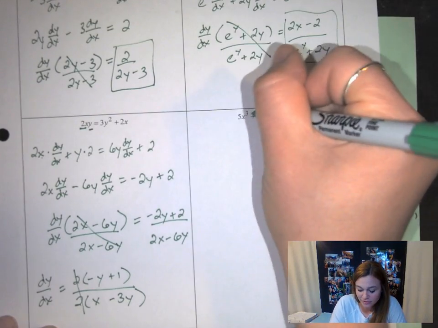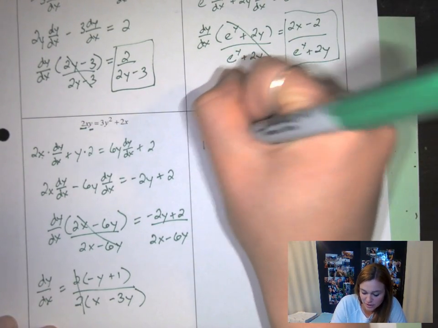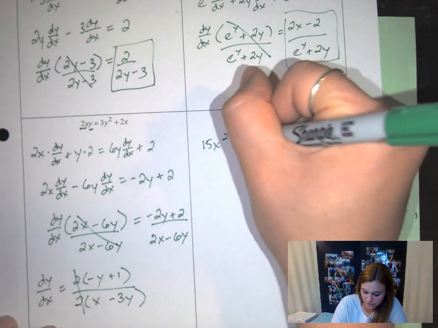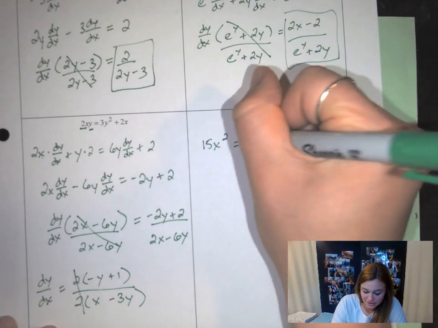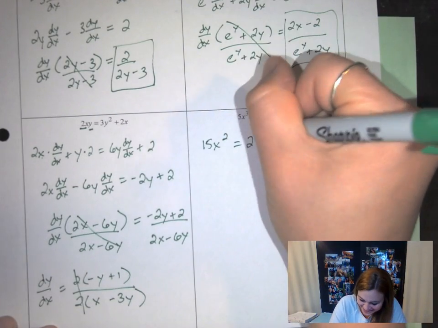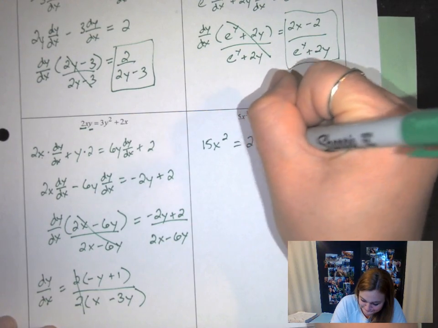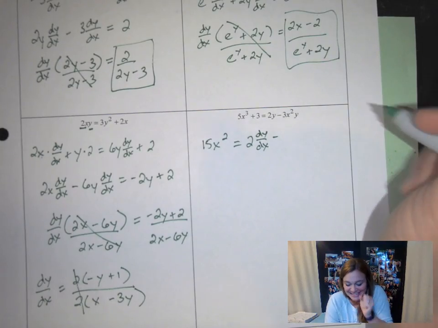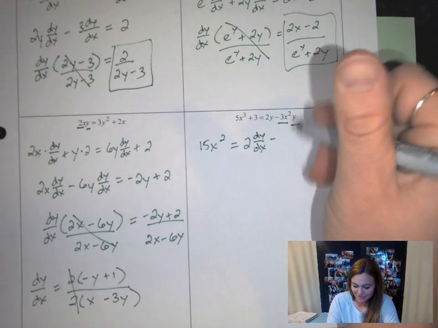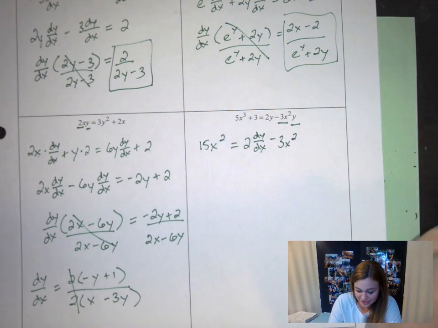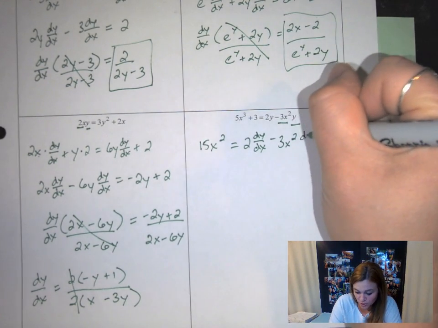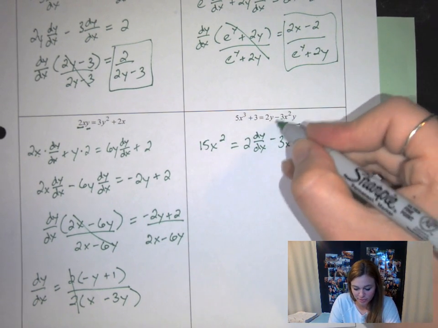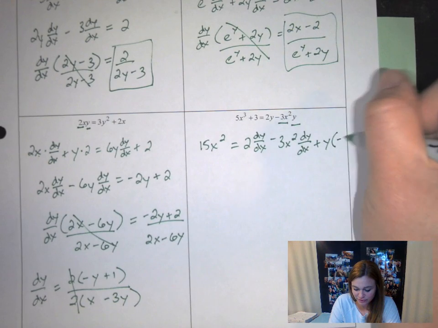Probably. Okay, 5x to the third would be 15x squared. The derivative of 3 is 0. The derivative of 2y is 2 dy dx. Ooh, product rule. Yes. First, the derivative of the second will just be 1 dy dx. Plus the second, be really careful about the negative here. The derivative of the first is negative 6x.